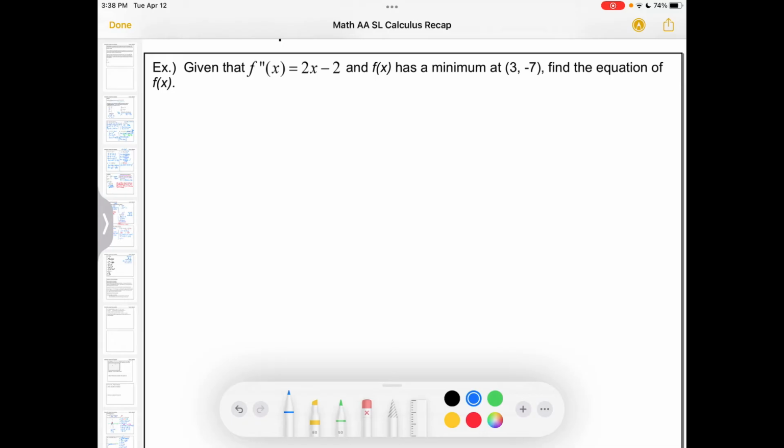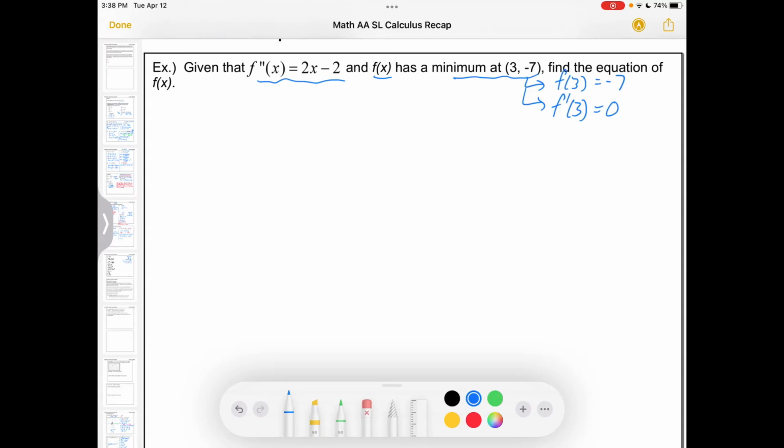Let's move on to another classic question type where we're given a derivative and asked to find the original function. So we're told that the second derivative is 2x minus 2, and there's a minimum on f at (3, negative 7). That tells us a couple of things. That tells us that f of 3 is negative 7. But more sneakily, it also tells us the slope at 3. If there's a smooth minimum at 3, that means the slope at 3 is 0. Okay? And both of those facts are going to help us out quite a bit.